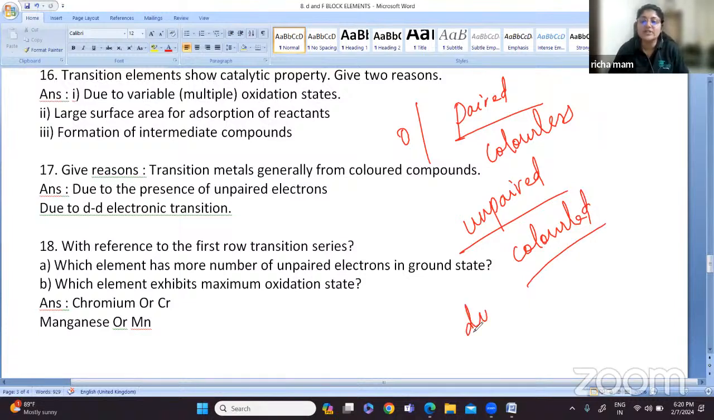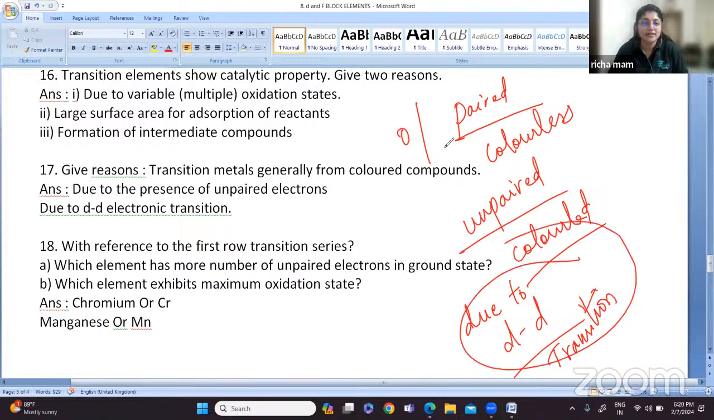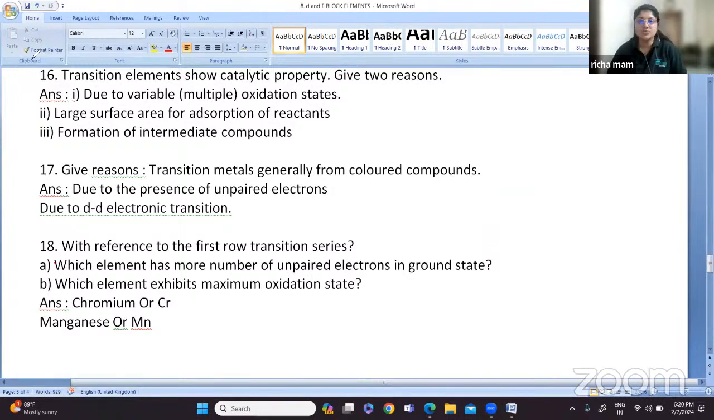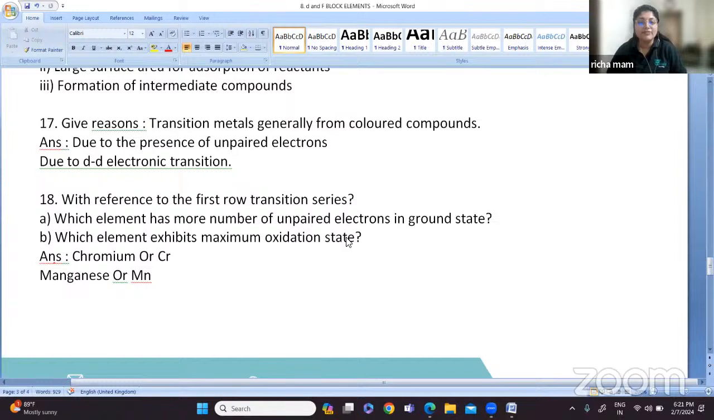They undergo d-d transition. So due to d-d transition, most of the transition compounds are colored. Next, with reference to the first row transition series.